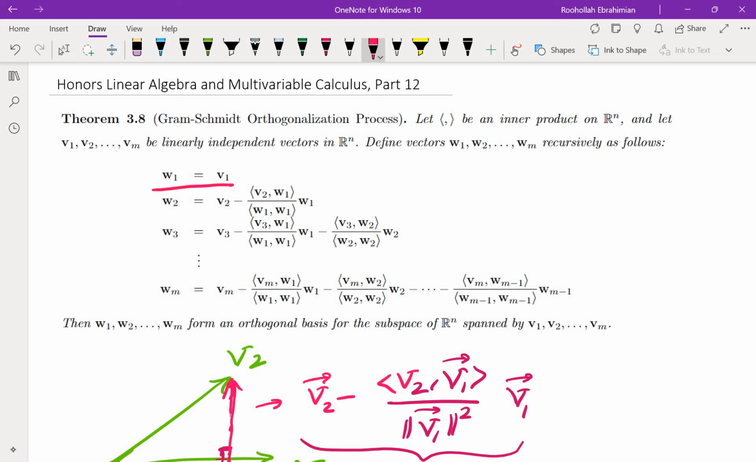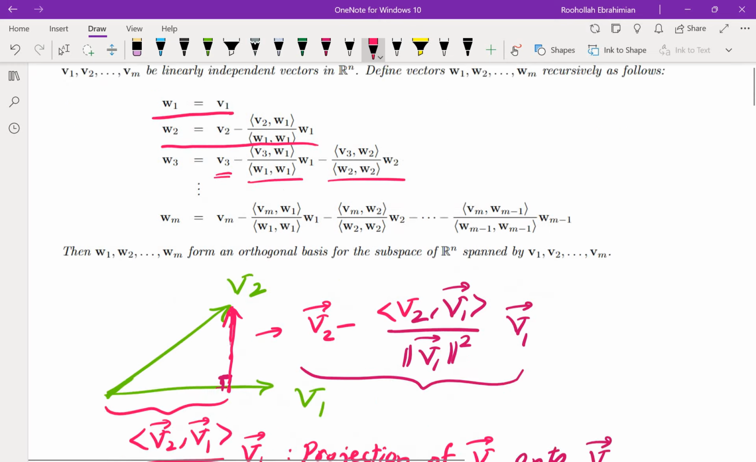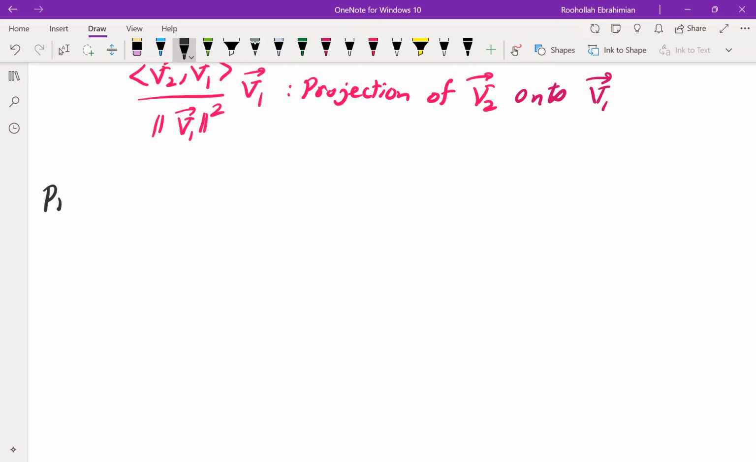So the first vector would be just v1. The second vector would be v2 minus the projection of v2 onto w1. Then we take v3 and subtract the projection of v3 onto the previous w's, w1 and w2. Keep in mind that you'll have to project onto the w's and not the v's. When we subtract those projections, we will obtain vectors that are orthogonal. Not only that, but they also form an orthogonal basis for the subspace of Rn spanned by v1 through vm. We are now going to go over the proof of this.